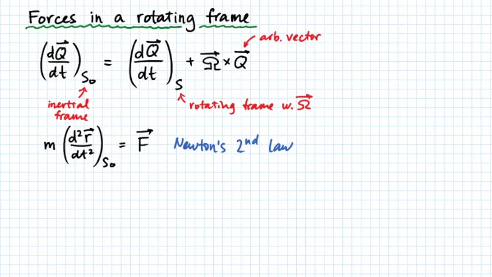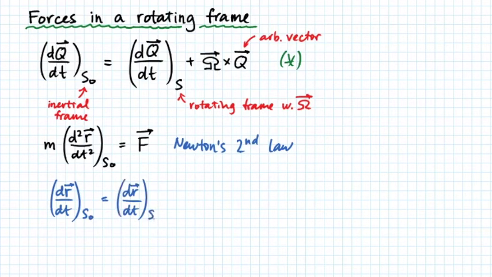Turns out all we need to do is to apply the expression we found that relates the rate of change of arbitrary vector twice. In other words, for the rate of change of position with respect to inertial frame S0, we write as the rate of change of position with respect to rotating frame plus omega cross vector r.